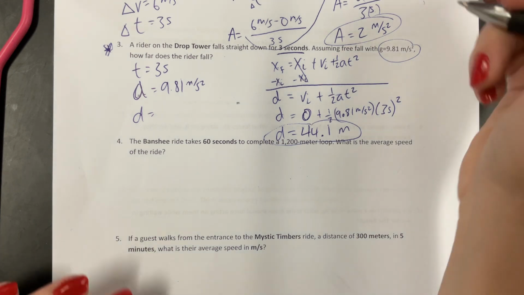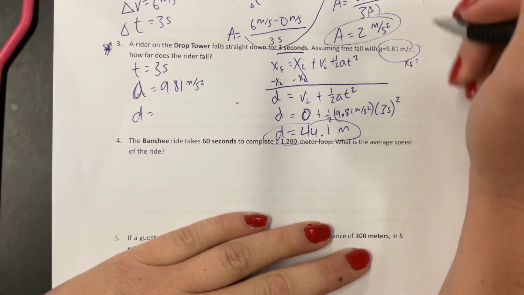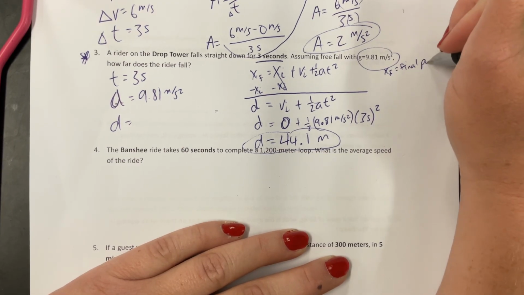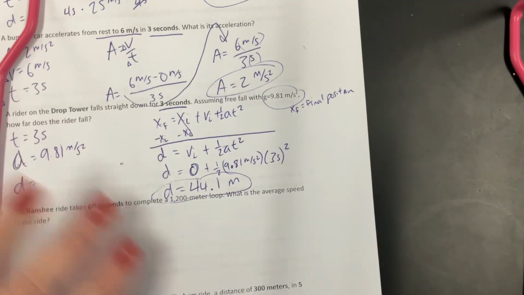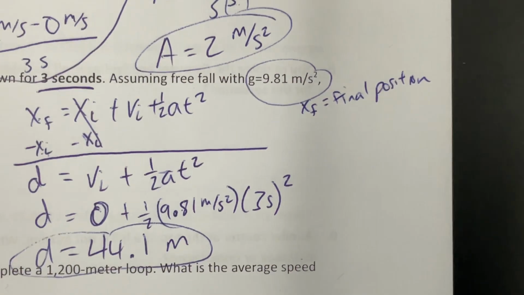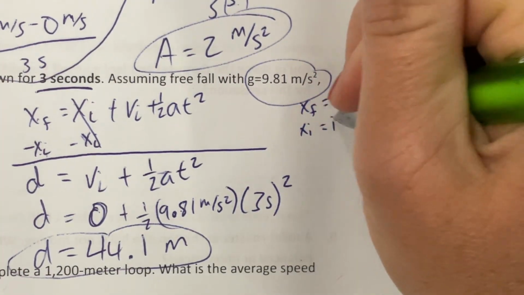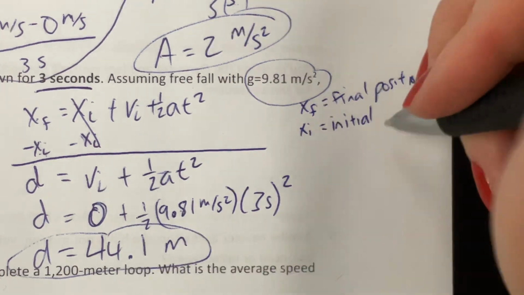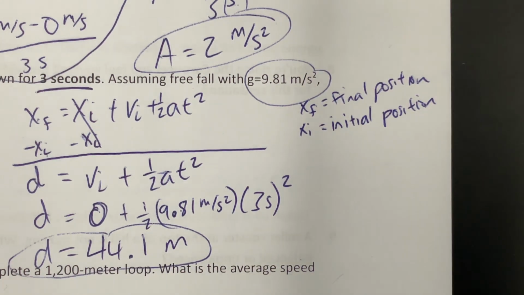Good. So X sub F is your final position, or your ending place, okay? And I'm going to try to zoom in because I'm writing small. And X sub I is your initial position. That's what the F and I mean. Initial position, which is like your starting place.